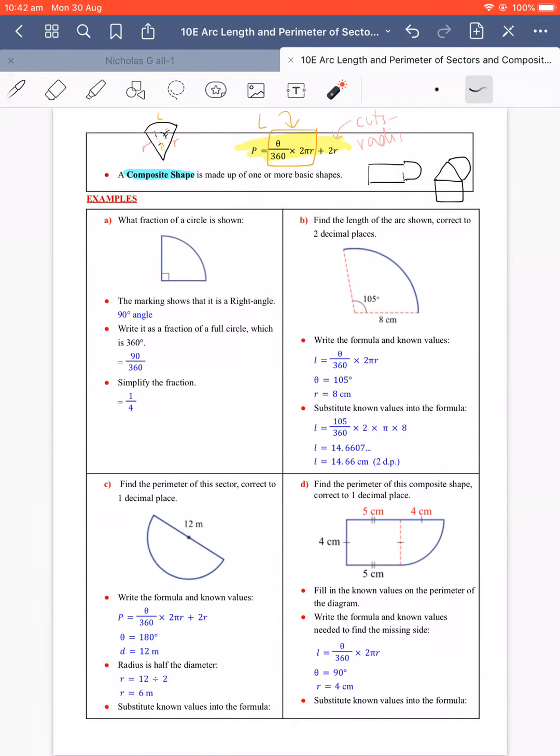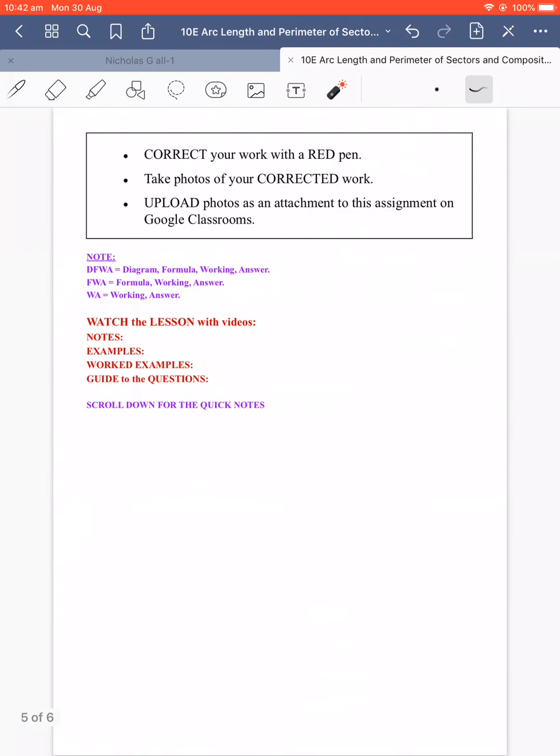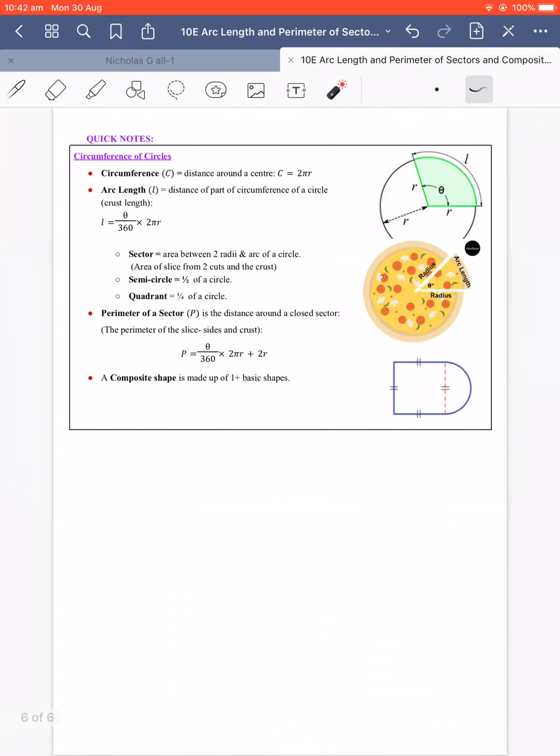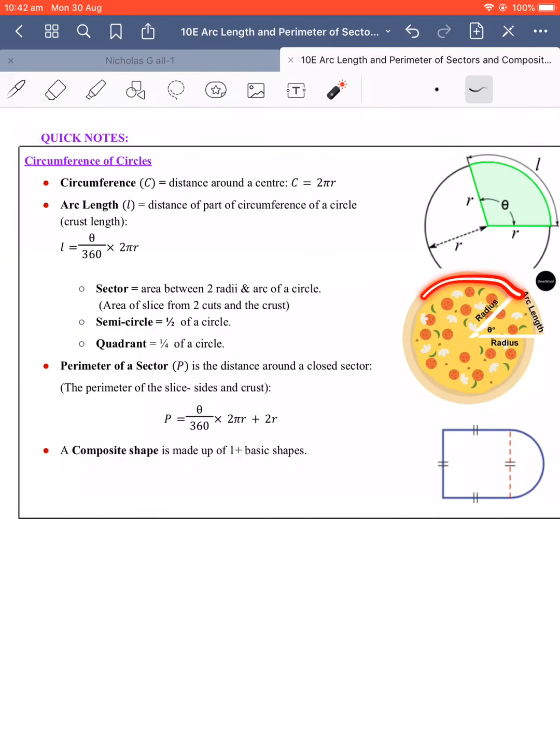Okay, and hopping on to our quick notes now. Similar to what we've just done, the circumference of our circle is the entire thing, and we have our particular formula, which is circumference equals 2 pi r. To find my arc length, that is my crust, so that's my crust length. I have to keep in mind the degree, so how much of the 360 degrees of my actual pizza I have taken out, and then multiply it by my circumference.